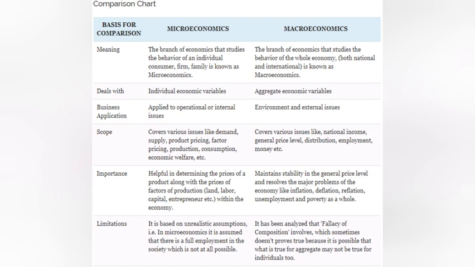Micro is all about an individual. If it's a household, we are saying go and take a job, that's all. We're not bothering about the whole. And also, under microeconomics, individual consumer behavior is what we bother about, whereas under macroeconomics, aggregate demand is what we bother about.